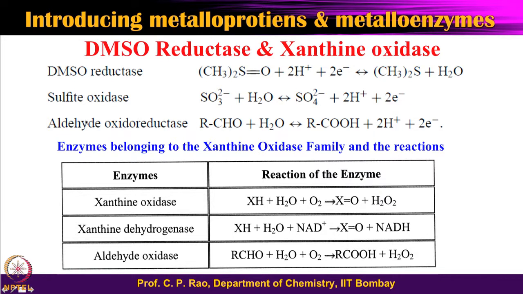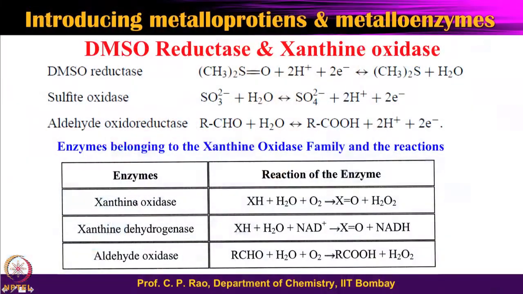Sulfite oxidase, that is the enzyme in the oxidized form, takes sulfite to sulfate. If the enzyme is in the reduced form, sulfate goes to sulfite. Similarly, aldehyde oxidoreductase takes aldehyde to carboxylic acid, and you can go from carboxylic acid to aldehyde too. In all these cases, the enzyme can undergo oxidation and reduction, and concomitantly the substrate undergoes reduction and oxidation. If the enzyme is oxidized, the substrate will be reduced. If the enzyme is reduced, the substrate is oxidized. That is all. The same things I told you earlier for xanthine oxidase, xanthine dehydrogenase, and aldehyde oxidase, I have explained to you earlier.